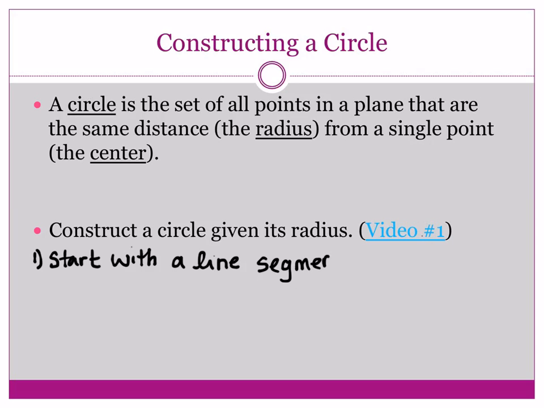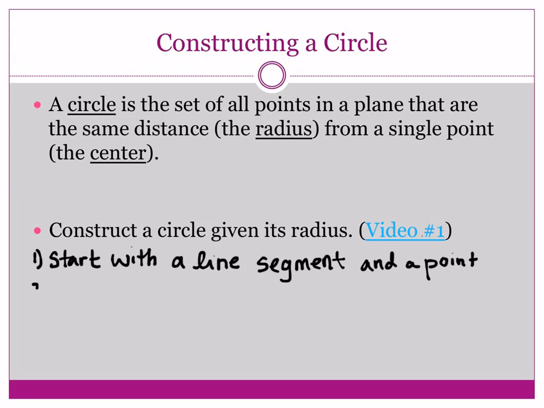And what else did we need? A point. Now, technically, the point could be on the line segment. It could be anywhere, though, right? It doesn't matter really where the point is. So we start with the line segment and the point.